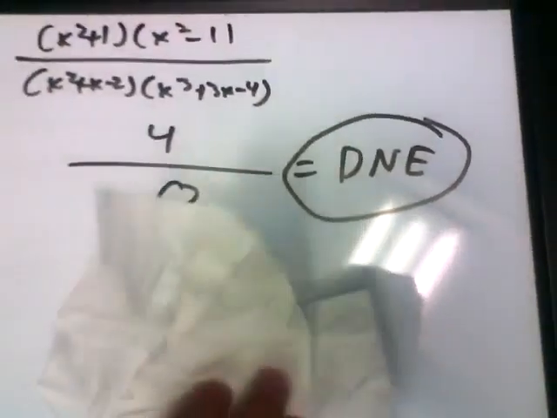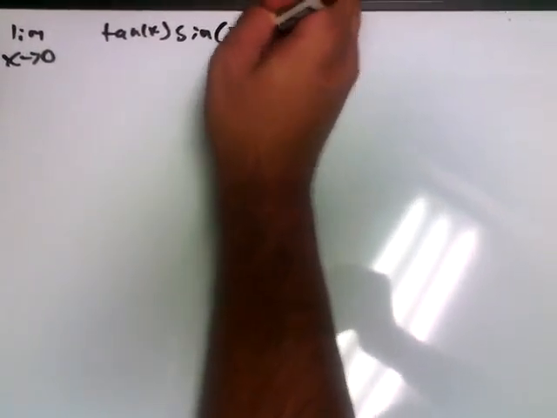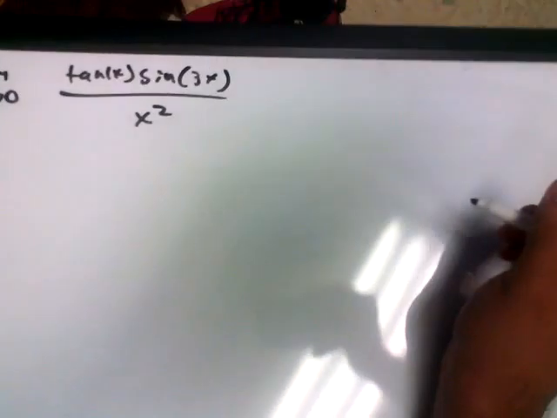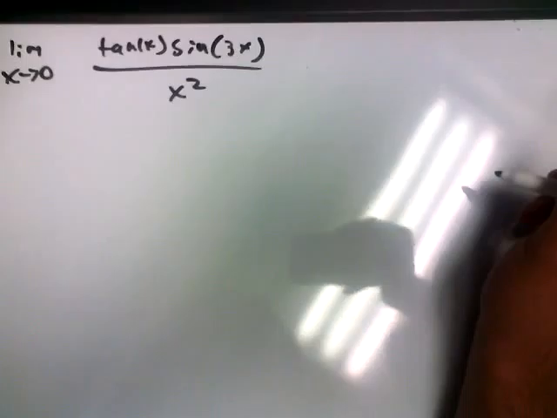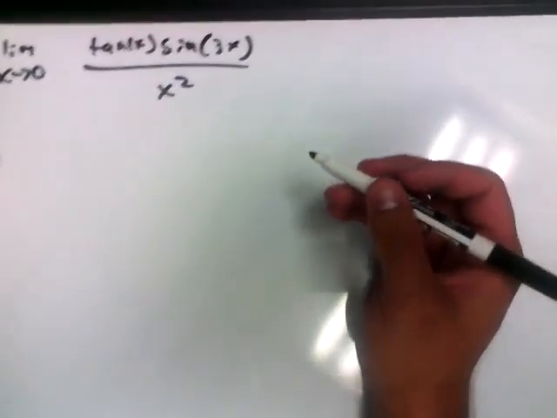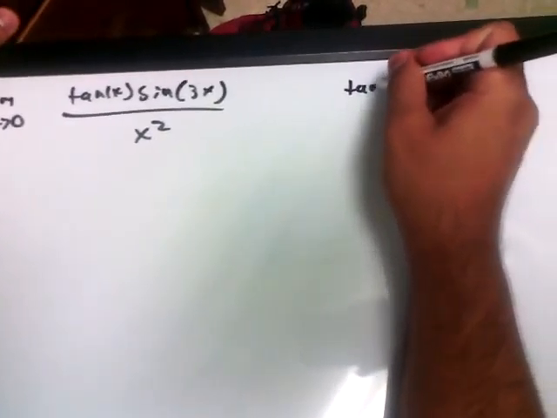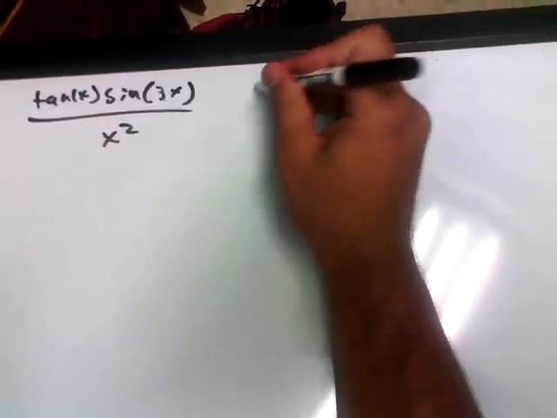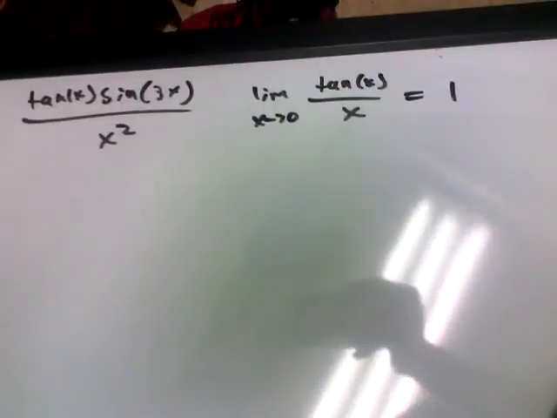Alright, so the last problem, I want to find the limit of an expression that's slightly different. So the limit as x approaches 0 of tangent of x times sine of 3x over x squared. Alright, this may seem a little challenging in the beginning, but there are several limit identities for trig functions that you can plug in here. So, for example, we know that tangent of x over x, as long as x is approaching 0, the limit is 1.